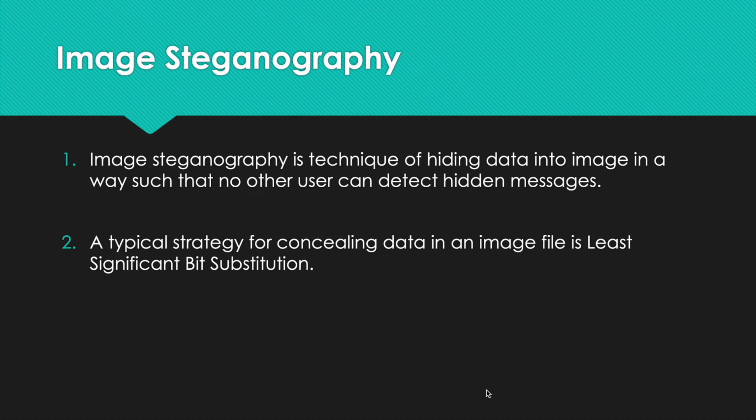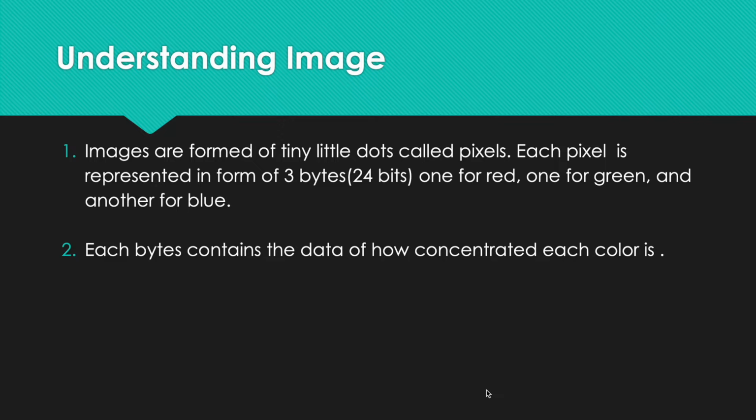Image steganography. This technique is unique in hiding data into an image in such a way that no user can detect it. A typical strategy for concealing data in an image file is the least significant bit substitution. Understanding images: images are formed of tiny little dots called pixels. Each pixel is represented in the form of 3 bytes, that is 24 bits: one each for red, one for green, and the other for blue. Each byte contains the data of how concentrated a color is. We often call it a 3-channel pixel.